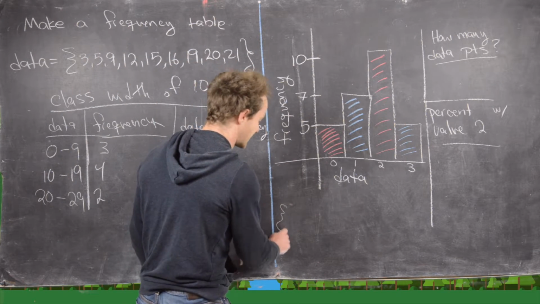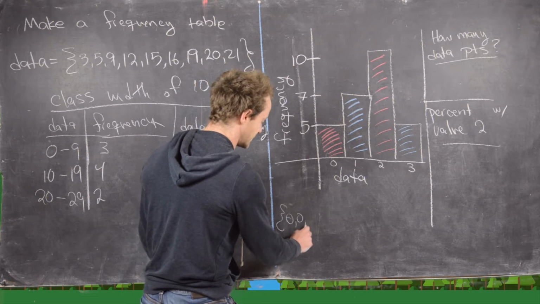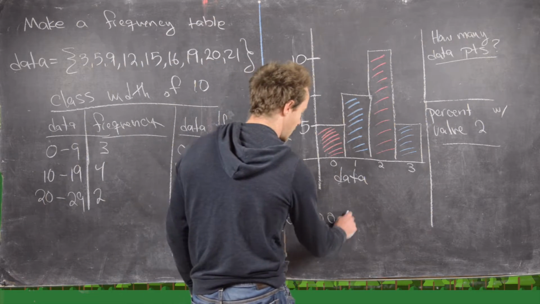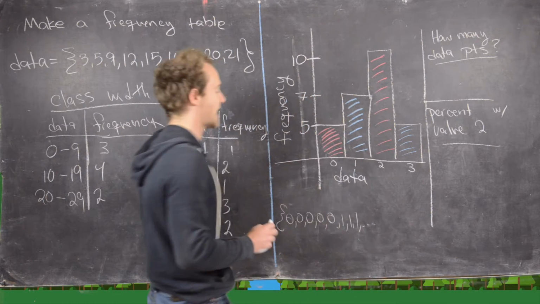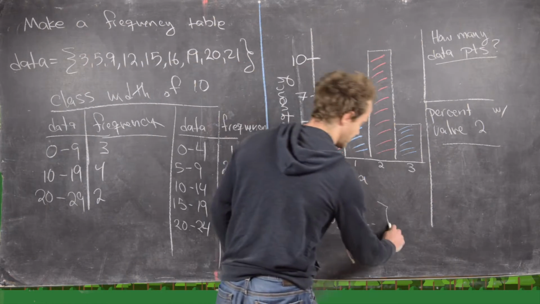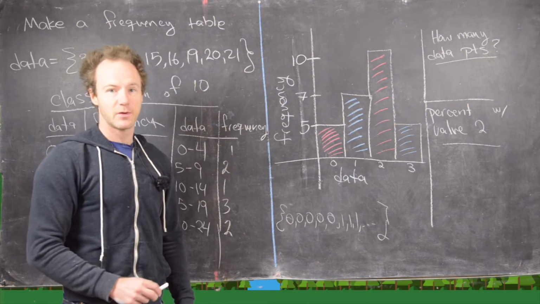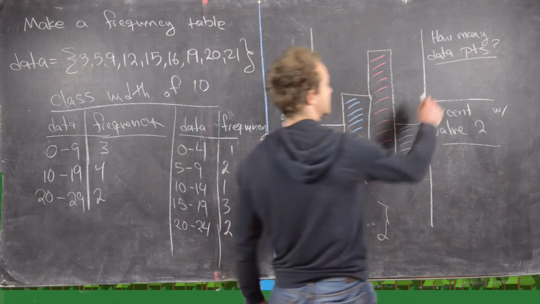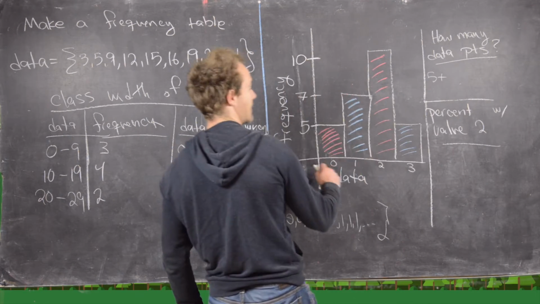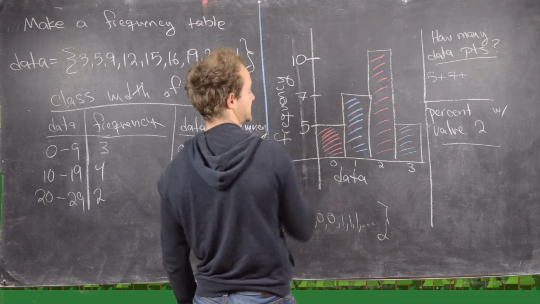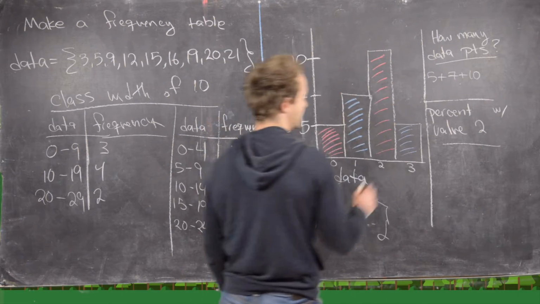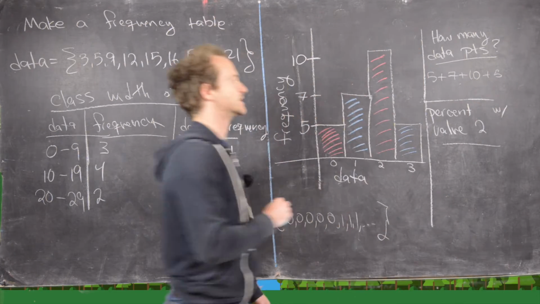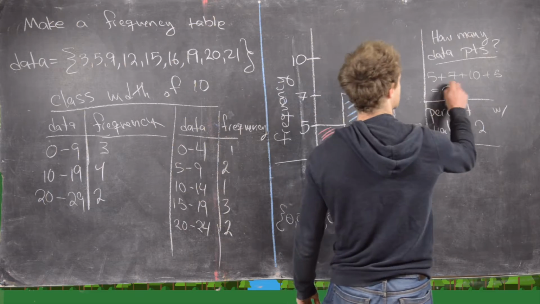So if we were to write this down as a set, we would have something like this: 0, 0, 0, 0, 0. So 5 zeros, and then 7 ones, and then 10 twos, and so on and so forth. Okay, great. So how many data points are there? Well, here we can just add up how many of each type. So there's going to be 5 zeros plus 7 ones plus 10 twos, and then finally plus 5 threes. So notice that's going to give us 27 total data points.